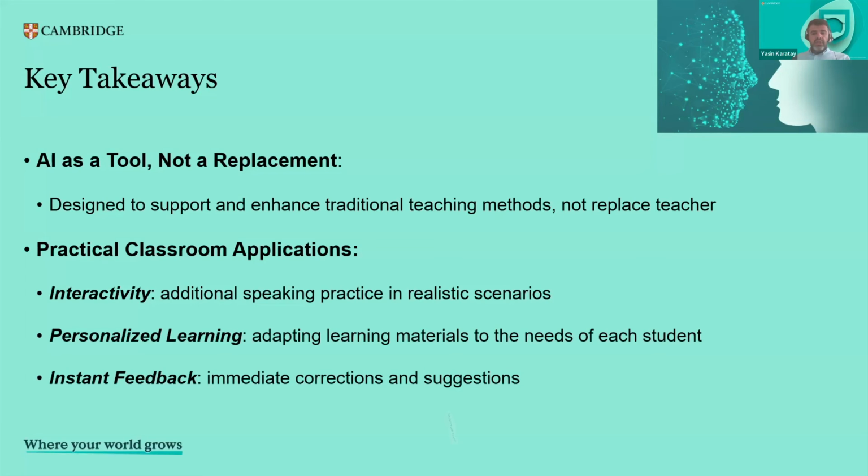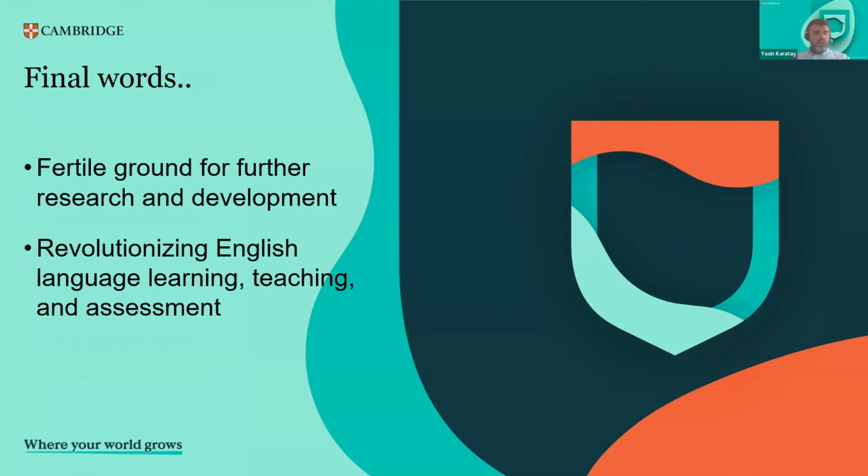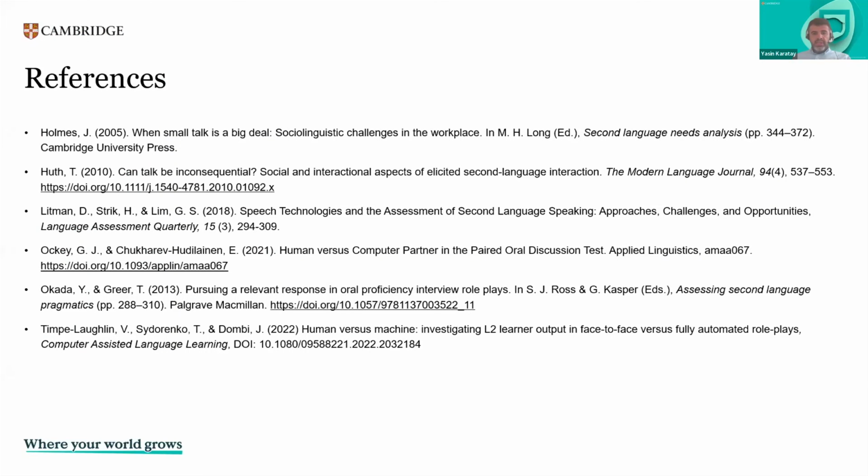So how do these advancements change the teacher's role in this AI-driven world? Well, I believe that teachers are now expected to maintain control over how AI is used in the classroom and keep up to date with the latest developments in AI education technology. So some final words. I think this is a fertile ground for further research and development, and I believe it will revolutionize English language learning, teaching, and assessment. So that's the end of my presentation.